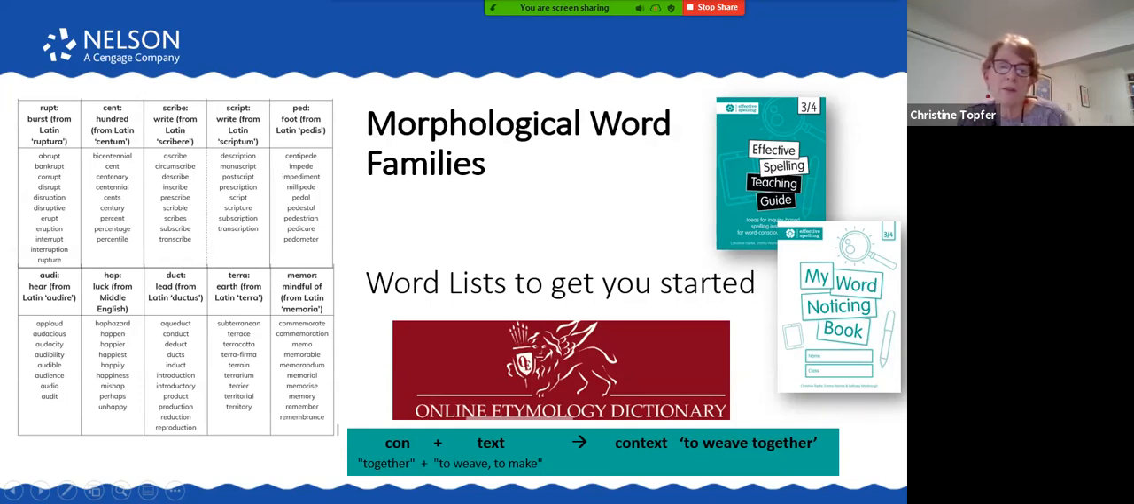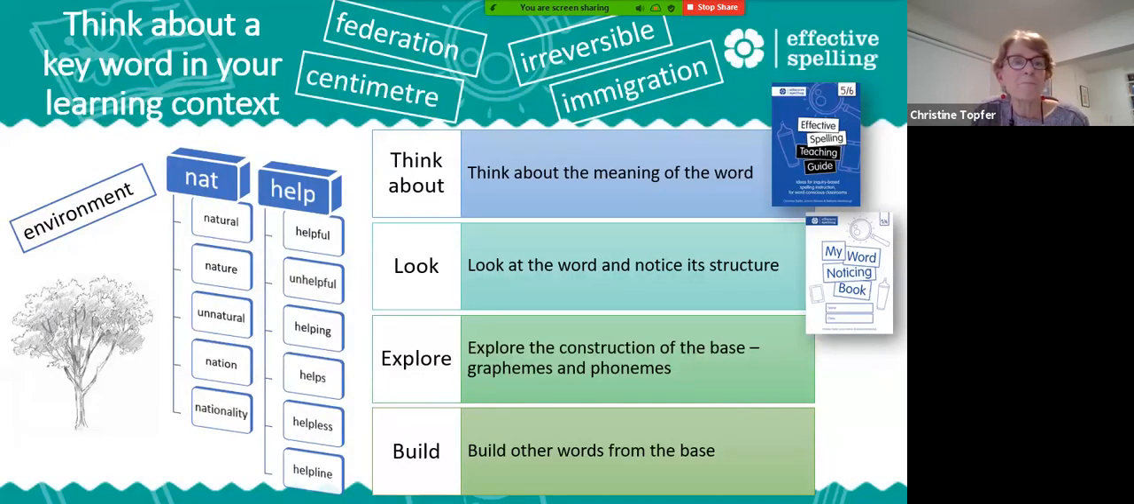So C-O-N means together, and T-E-X-T is to weave or to make. So we weave or make together means we teach it in context. So every time you look at a morphological word family, you're teaching vocabulary as well. And in fact, we don't need vocabulary because they really are morphological word families.